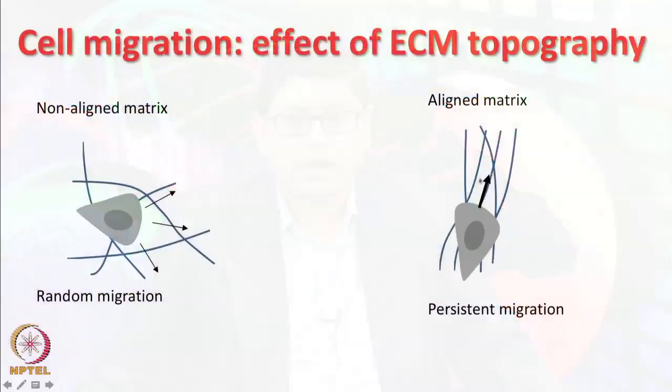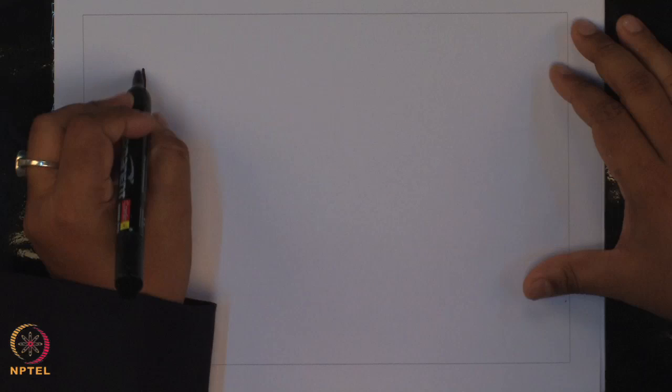However, if you envision another situation where the matrix fibers are very aligned, then you could see that these cells have a greater tendency to migrate along the direction in which the fibers are aligned. So, what you would get is persistent migration versus random migration. So, if I were to draw what would constitute random migration versus persistent migration, let me draw a trajectory.